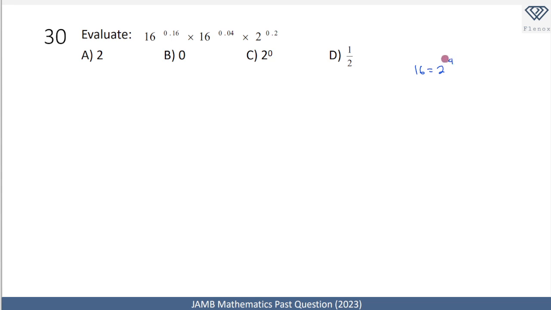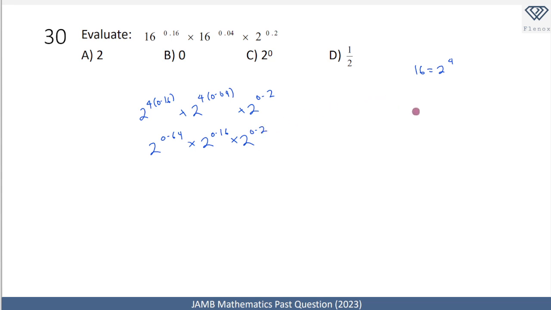Because 2 times 2 is 4, 4 times 2 is 8, 8 times 2 is 16. So 2 times 2 times 2 times 2 is going to give me 16. So I can represent 16 as 2 to the power of 4. So doing that, I have 2 to the power of 4 times 0.16, then times 2 to the power of 4 times 0.04, times 2 to the power of 0.2. So I can multiply the powers over here. What is 4 times 0.16? That becomes 2 to the power of 0.64, times 2 to the power of 4 times 0.04, which gives me what? 0.16. Then I have times 2 to the power of 0.2.